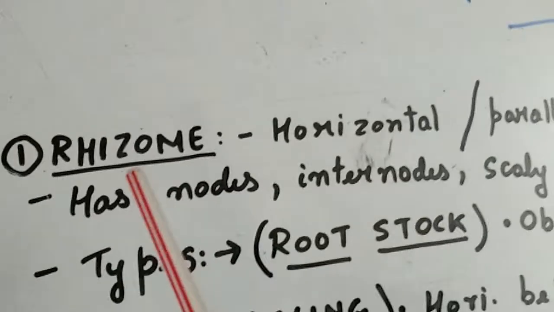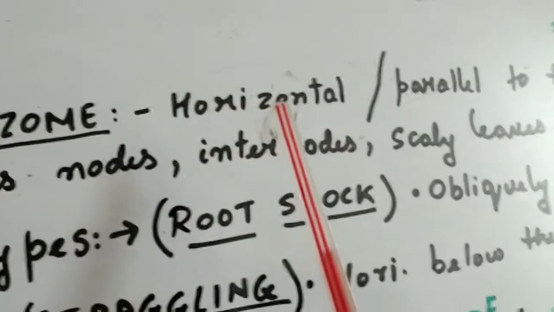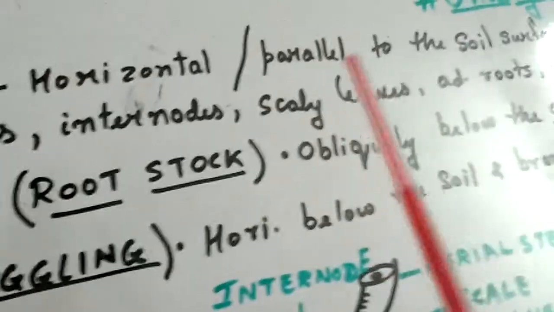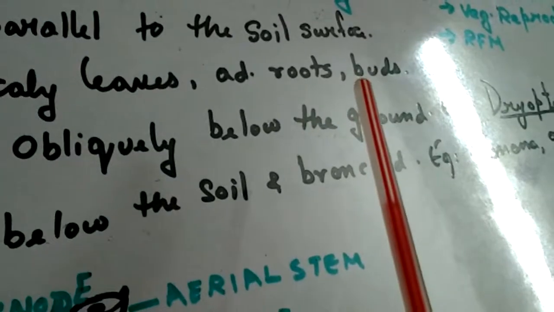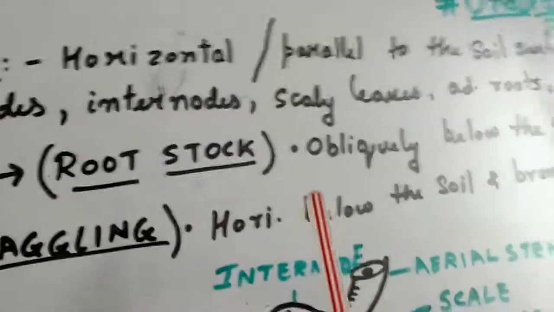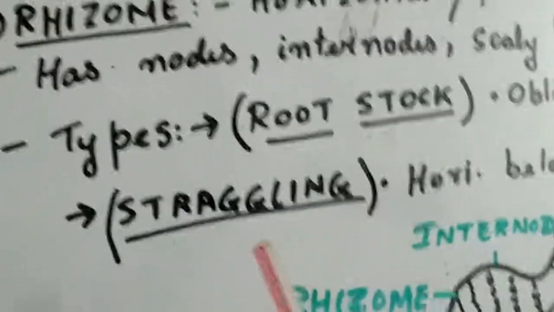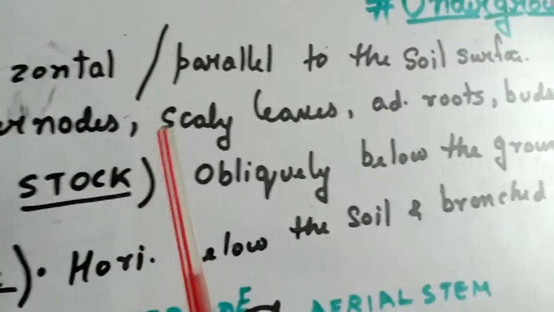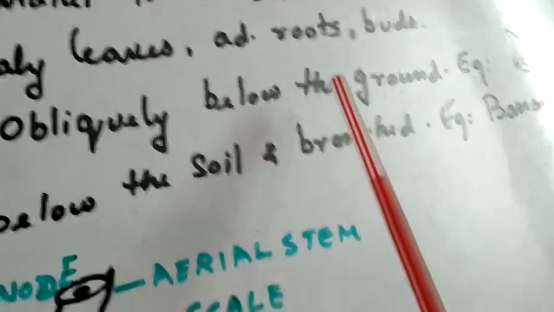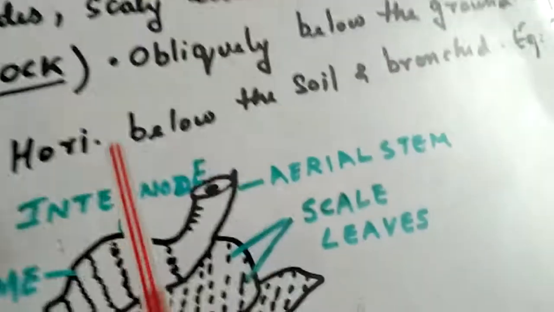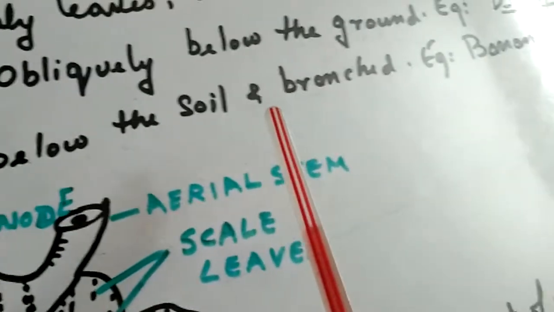So here are some examples under underground stem modification. The first one is rhizome. Rhizome grows horizontally or parallel to the soil surface. It has nodes, internodes, scaly leaves, adventitious roots, and buds. And rhizome has following two types, which are rootstock and straggling. Rootstock grows obliquely below the ground, and the example is Dryopteris. And straggling grows horizontally below the soil and it is branched.